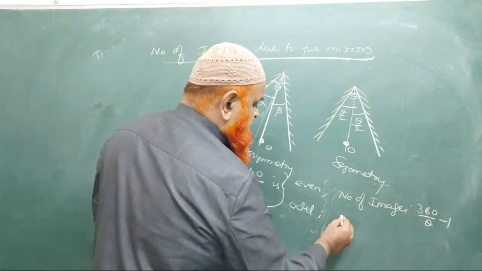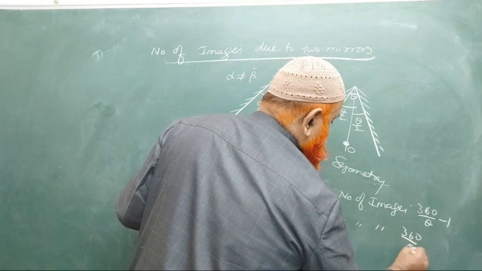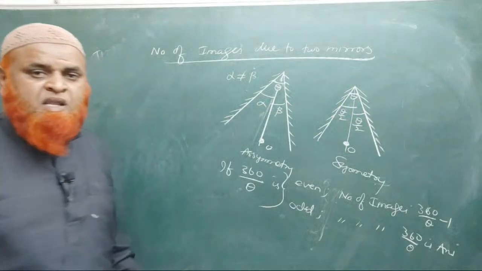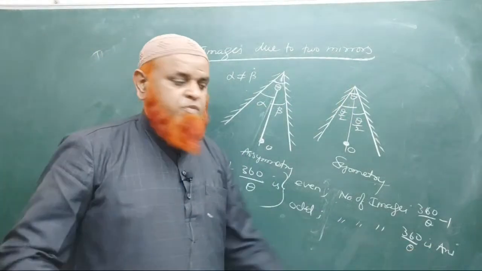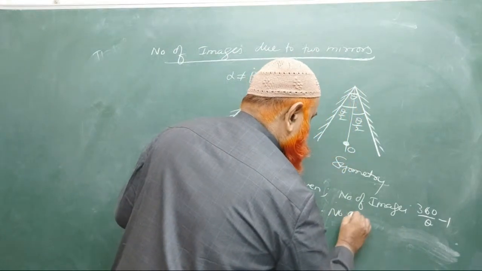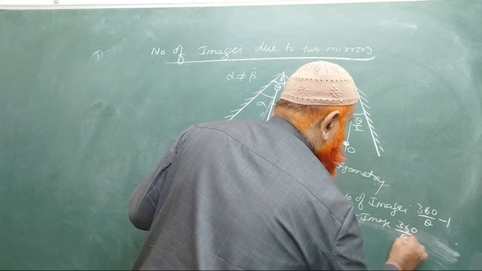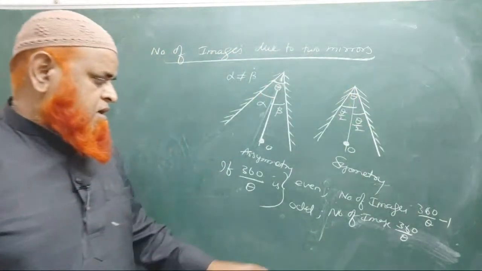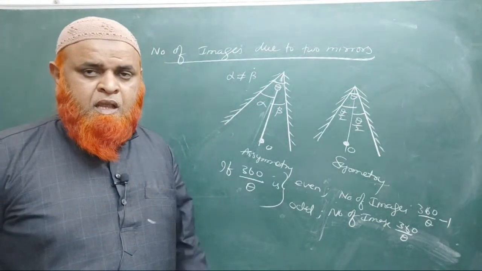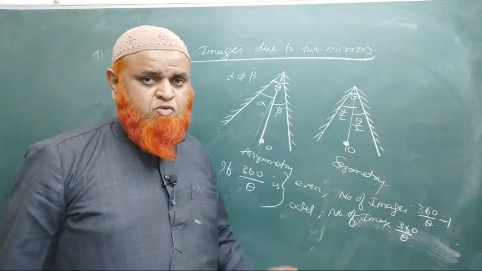And if it is odd, therefore the number of images will become 360 by theta. 360 by theta is going to be your answer. So therefore, number of images is 360 by theta. This is going to be your answer. Now, again, symmetry and asymmetry cases are there. We shall discuss about that also.